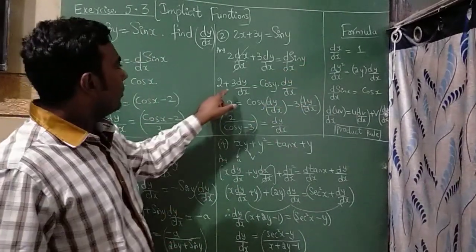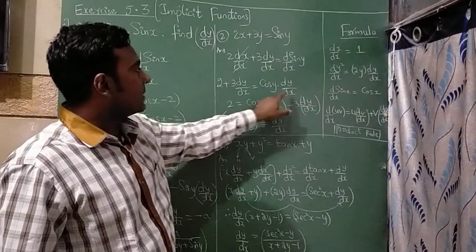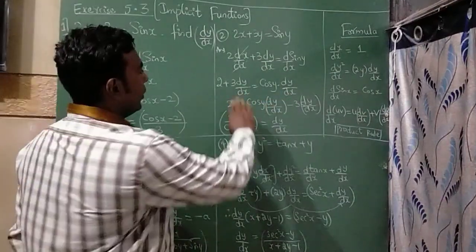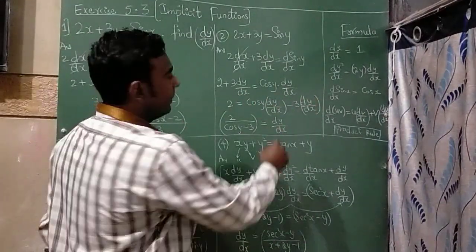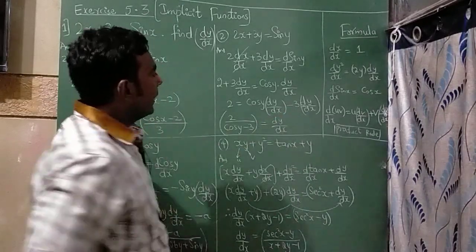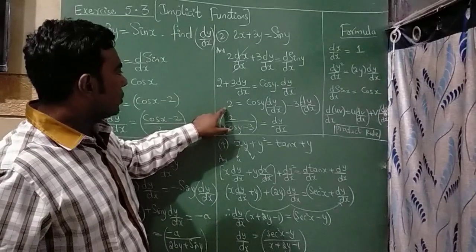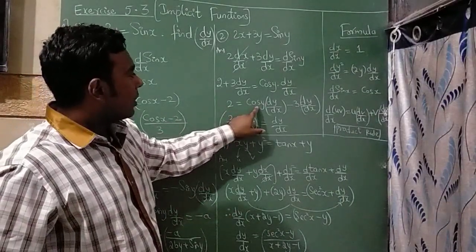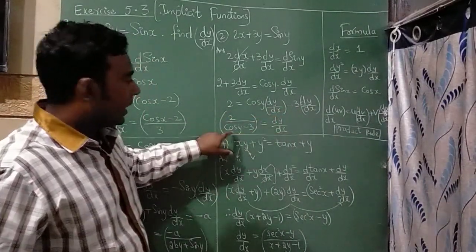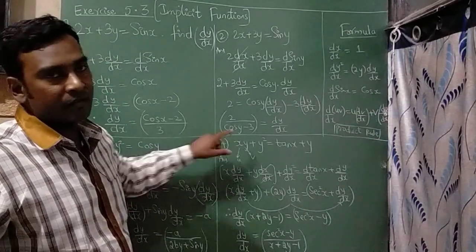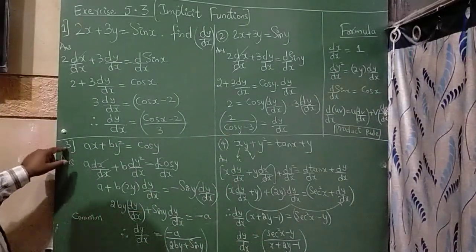Fine. Now there is a dy by dx here, so I am going to shift this to the right hand side, it will become minus. Fine. In this, 2 dy by dx is common, so this 2 remains as it is. Now cos y minus 3 will come in the denominator part. Fine. Now let us move to the third sum.